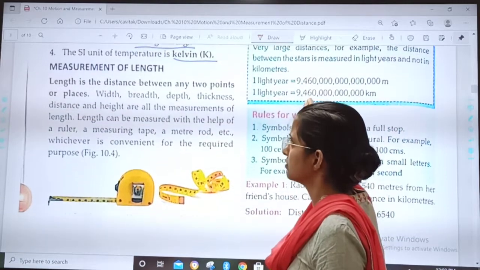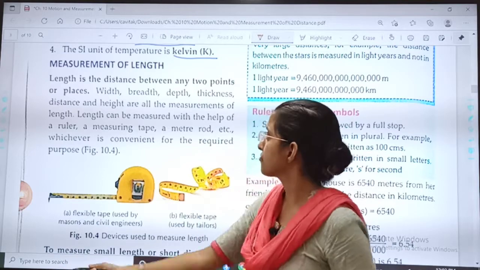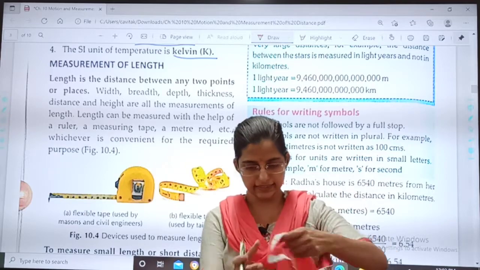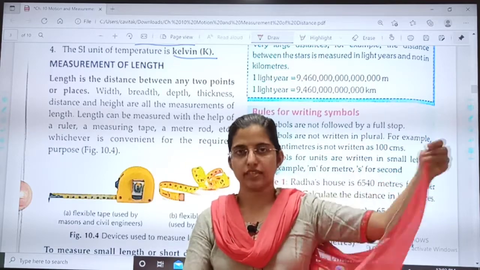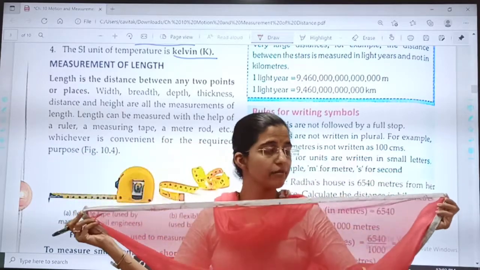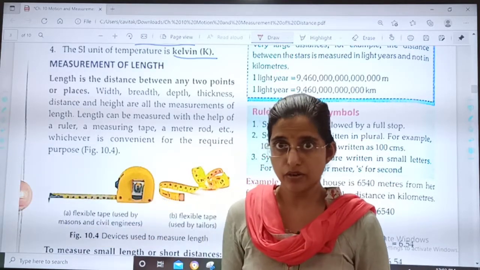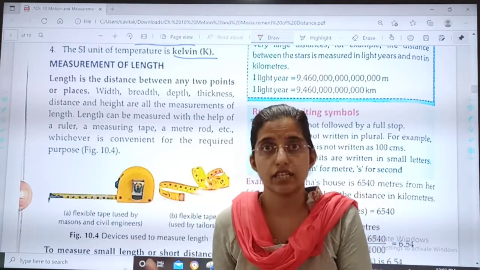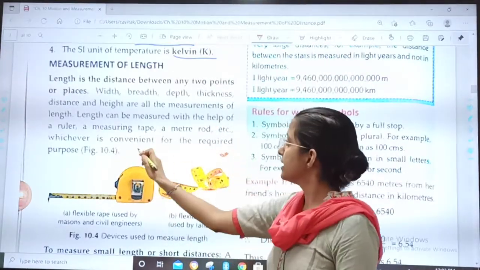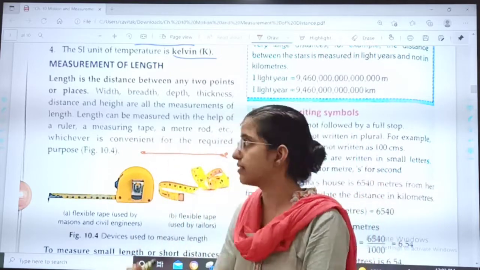See, measurement of length. We measure length in our day-to-day life, right? Length is the distance between any 2 points or places. See, any 2 points. This point and this point. हम ये कैसे measure करते हैं? Length. हम length measure करेंगे तो हमें पता चल जाएगा, right? कि ये कितना लंबा है, right? So this is measurement of length. The distance between 2 points. Suppose these 2 points are there. इनके बीच में distance कितना है? The measurement of the distance is called length.